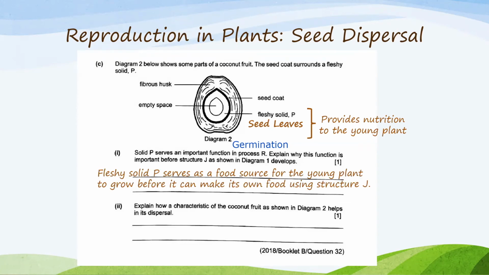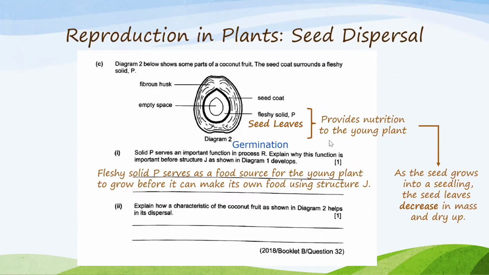So the answer to this question is that it serves as a food source, or you can also write nutrition, for the young plant to grow before it can make its own food using structure J. What is structure J? It's the first few leaves of the young plant. As it grows into a seedling, the seed leaves also decrease in mass and dry up. Basically, the young plant will use up the nutrition in the seed leaves for its growth, and then the mass decreases. It becomes smaller and smaller, and eventually dries up and is not needed anymore. Once the young plant is able to photosynthesize fully, it can make food by itself.